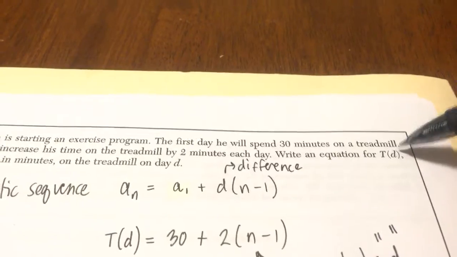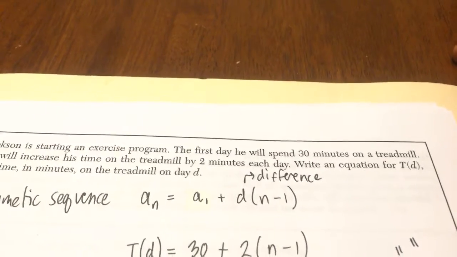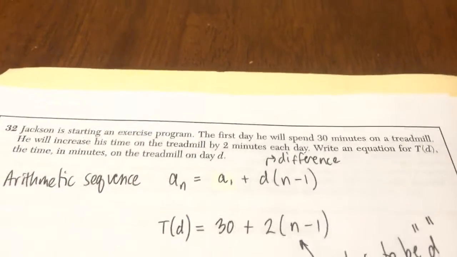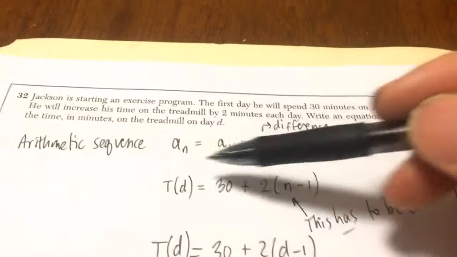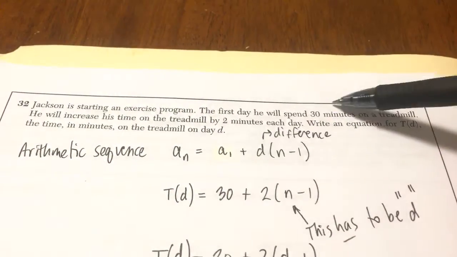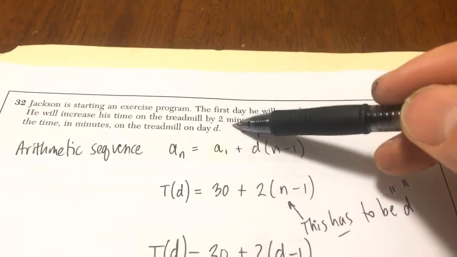Now, unfortunately, d in the general formula stands for difference. But in this case, what they want you to write, d is going to stand for days. So I apologize for the confusion, but they mean two different things. So I'm going to use a general rule here. T of d equals, well, my starting amount is 30 minutes, okay? The common difference is 2.